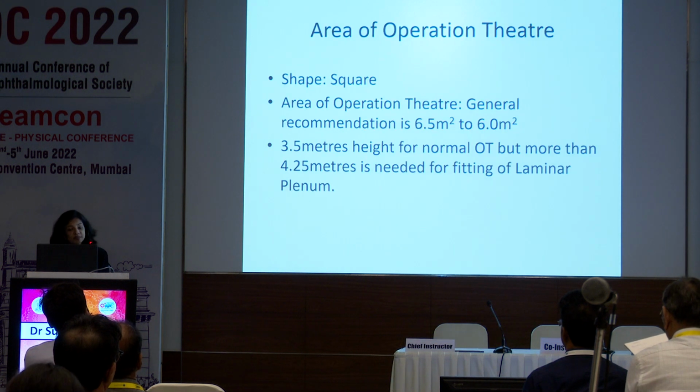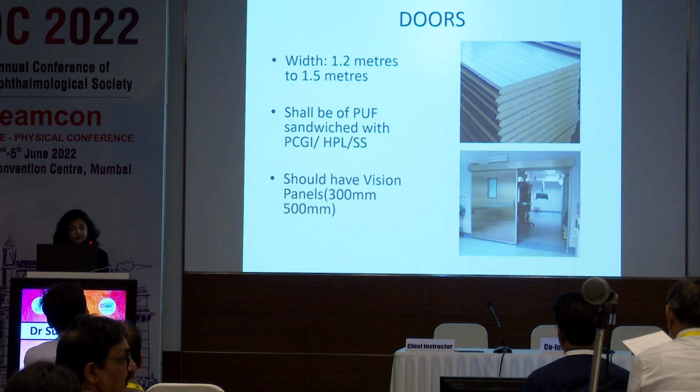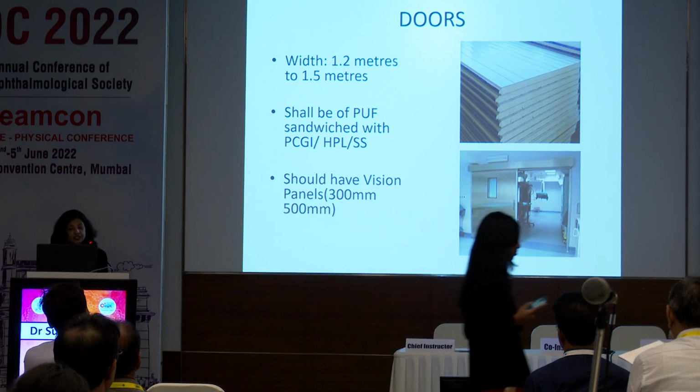OT should preferably be square in shape and should have an area of at least 6 to 6.5 meters square. 3.5 meters of height is sufficient for normal OT, but it should be more than 4.25 meters for convenience of fitting of laminar plenum and HVAC ducting. Doors should be at least 1.2 to 1.5 meters wide for easy patient movement.